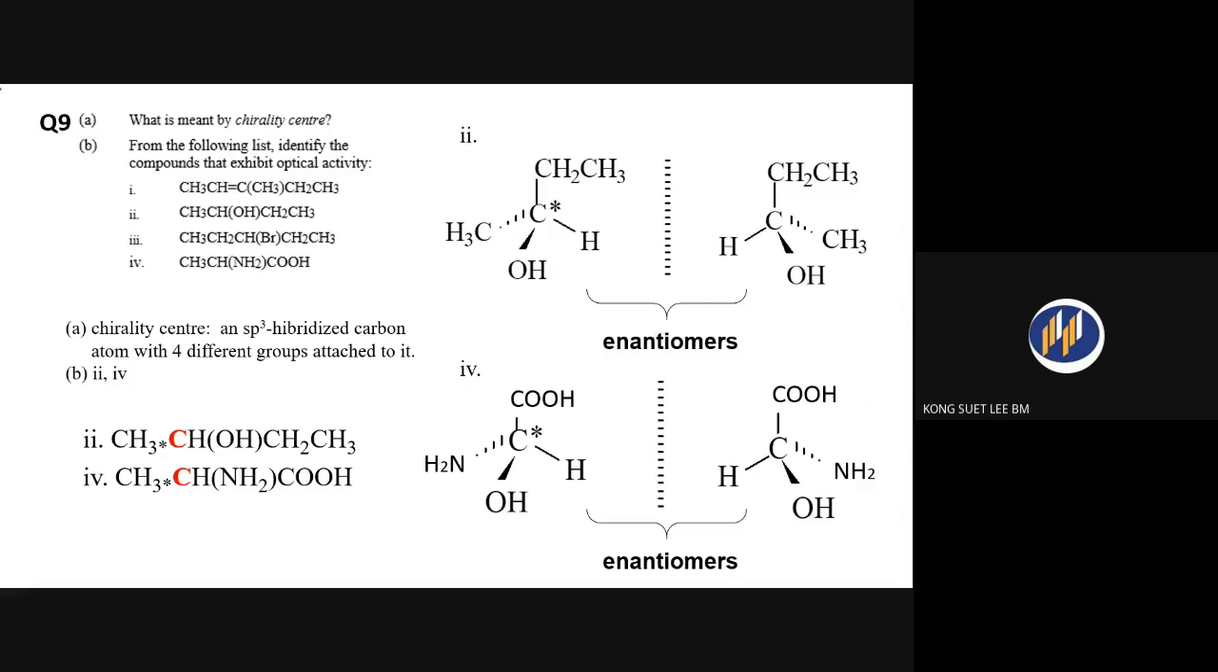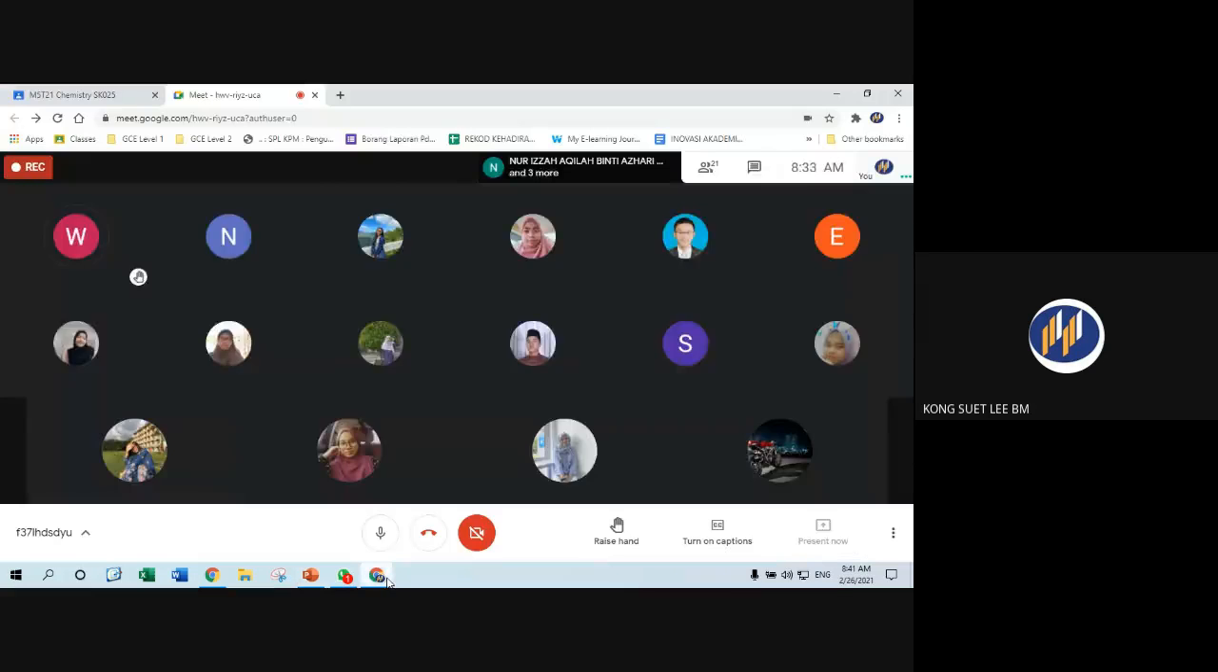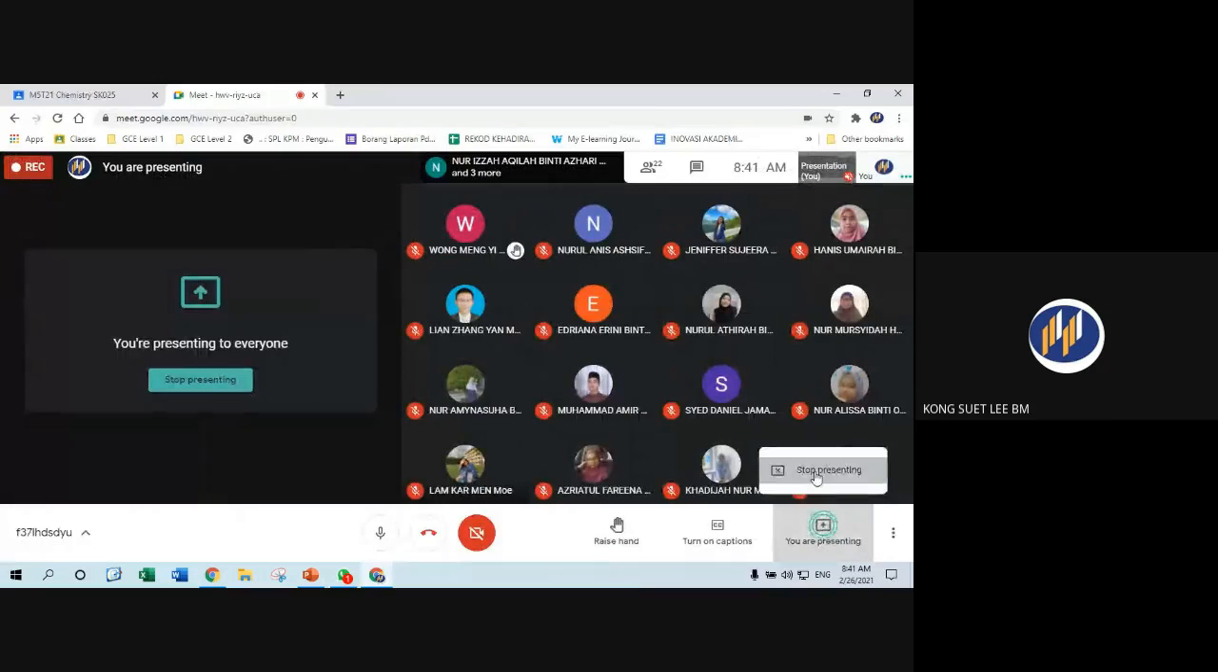Chirality center is a sp3 hybridized carbon with 4 different groups attached to it. Now we check for the presentation. Whose turn? Present question number 9. Me, madam. Mingyi, you got question to ask? No, I'm present number 9. Oh yeah, Iza present number 9. Because Mingyi pressed the raise hand. I thought he got question. Okay, Iza, let's present now.